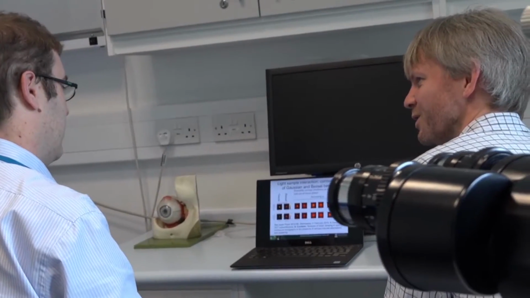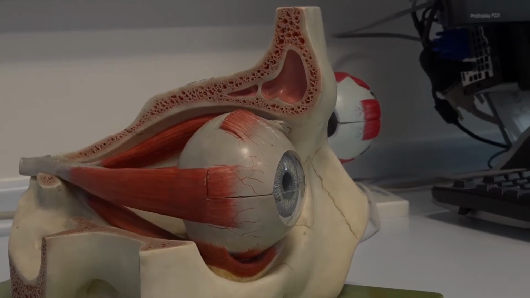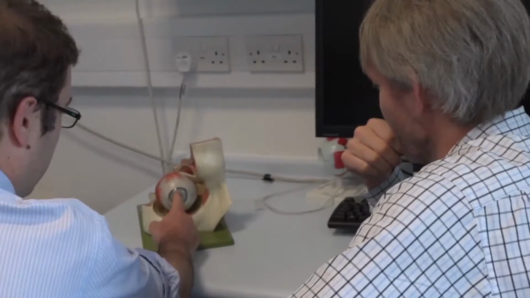Now, despite the fact that OCT has revolutionised ophthalmology, we still don't really have a clear understanding of how OCT images are generated from the tissue of the eye. So I think that any models that we can generate that give us a better understanding of OCT image generation will be really, really important.